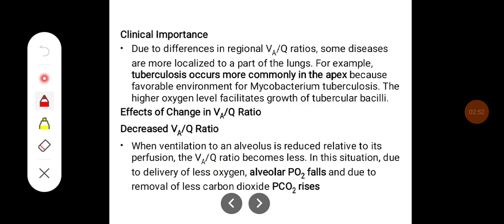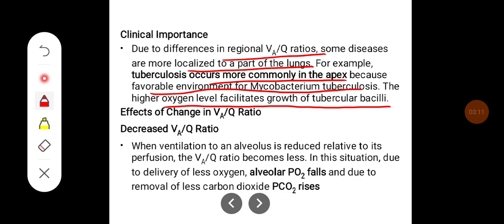Clinical importance. Due to the difference in the regional V/Q ratios, some diseases are more localized to the part of the lungs. For example, tuberculosis occurs more commonly in the apex because of a favorable environment for Mycobacterium tuberculosis. The higher oxygen level facilitates growth of tubercular bacilli.